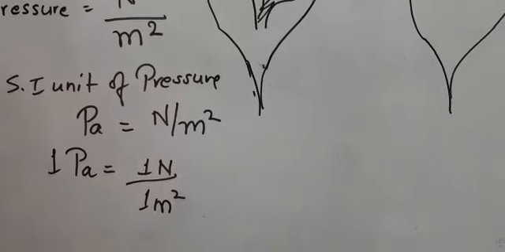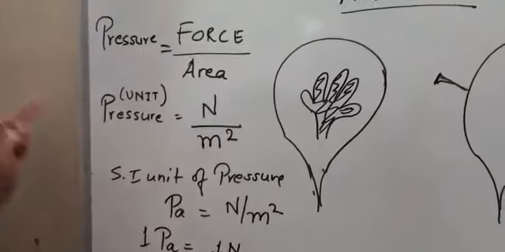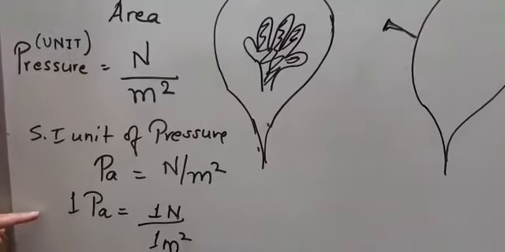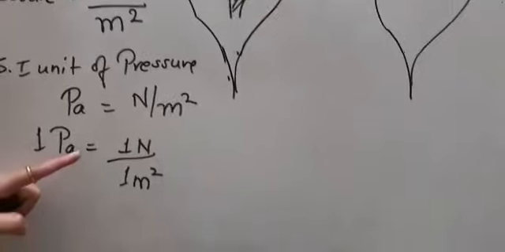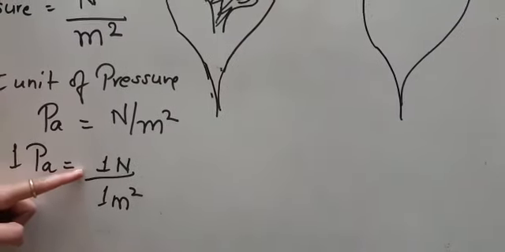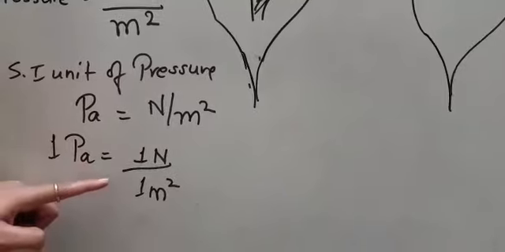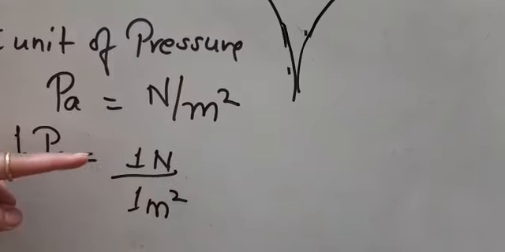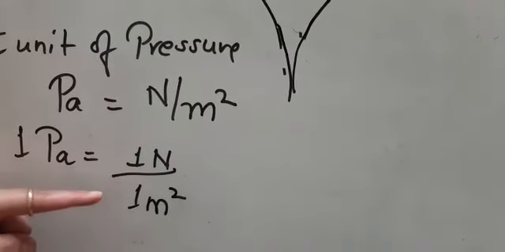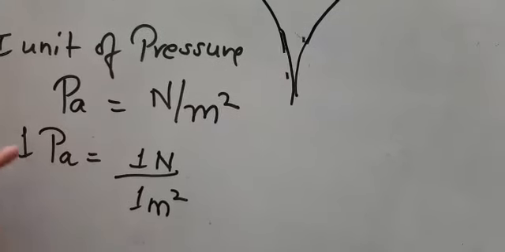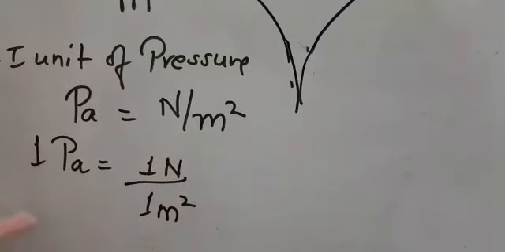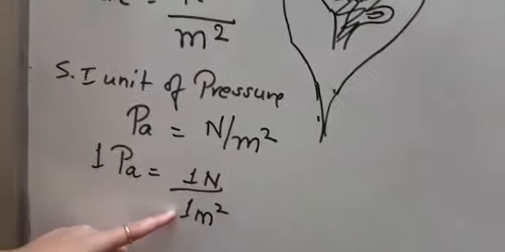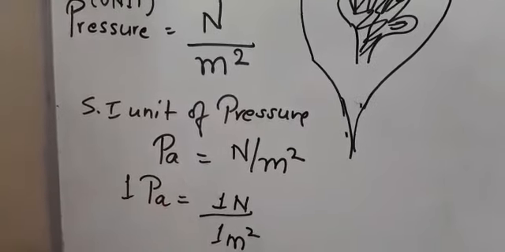So we have defined two things over here. First is pressure. Pressure is force per unit area. Second is the unit of pressure, Pascal. Pascal is when a force of 1 Newton is applied on an area of 1 meter square. I am repeating. When a force of 1 Newton is applied on an area of 1 meter square, the pressure is said to be 1 Pascal. 1 Newton is the force, 1 meter square is the area, and 1 Pascal is the pressure.